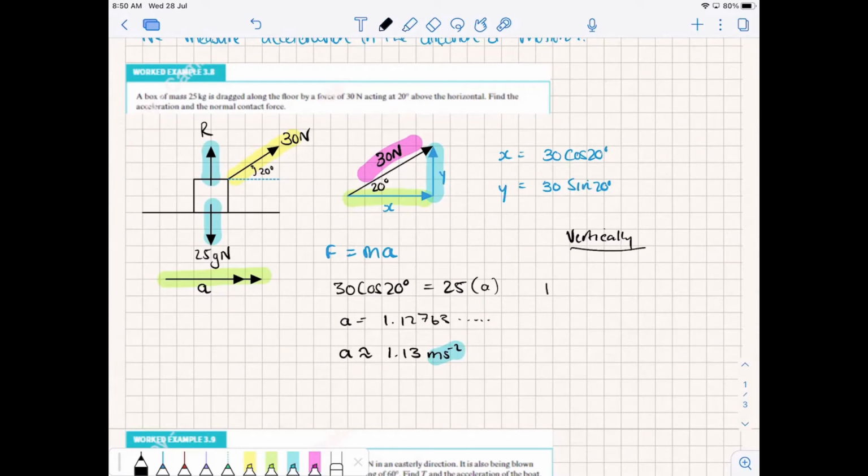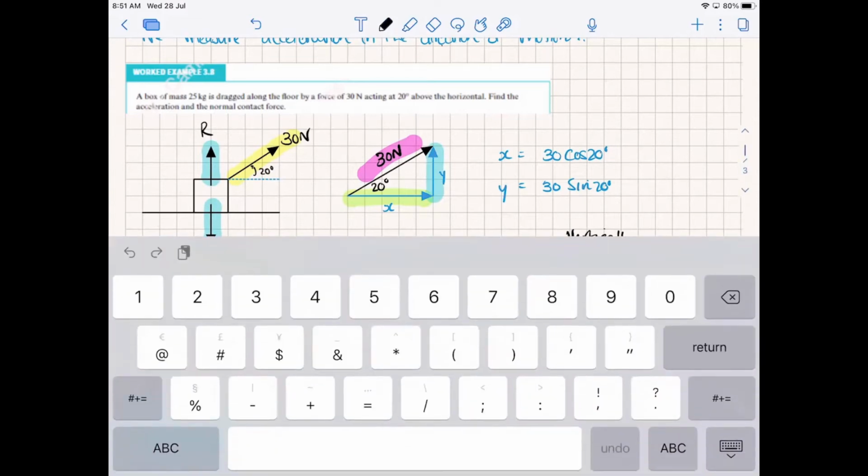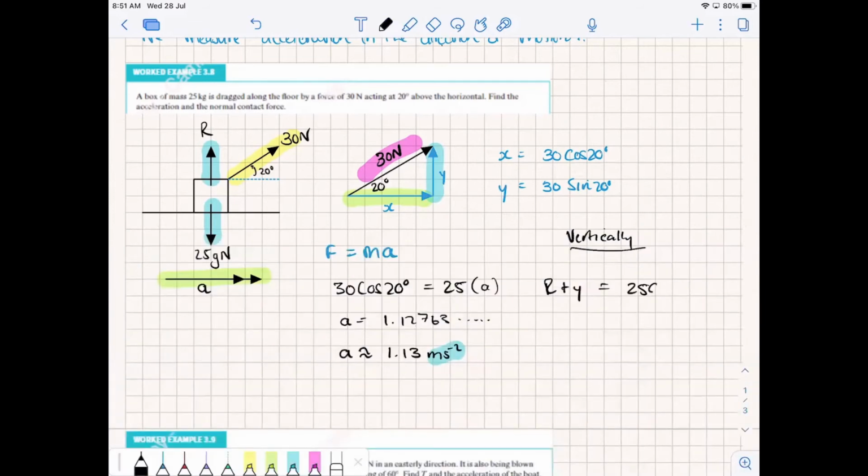So force R plus whatever force Y is, the vertical component of the 30 newtons, must be equal to the downward force, right? And that is 25 kilograms times the gravitational constant, right? So that'll be 250 newtons. Okay, I've got Y, so I'm just going to substitute. R is equal to 250 minus 30 sine 20.